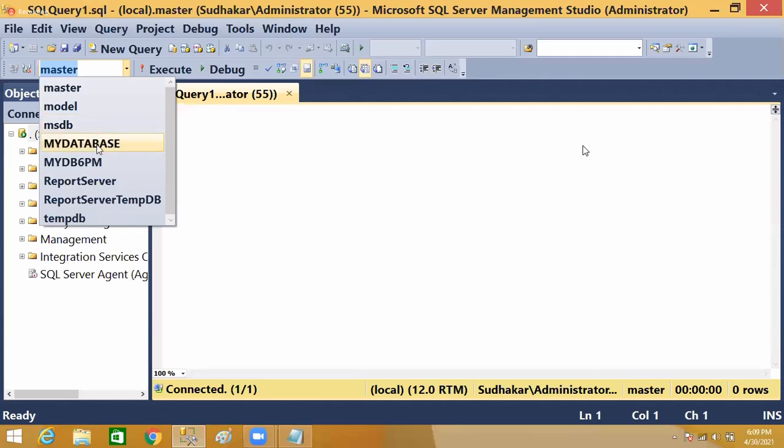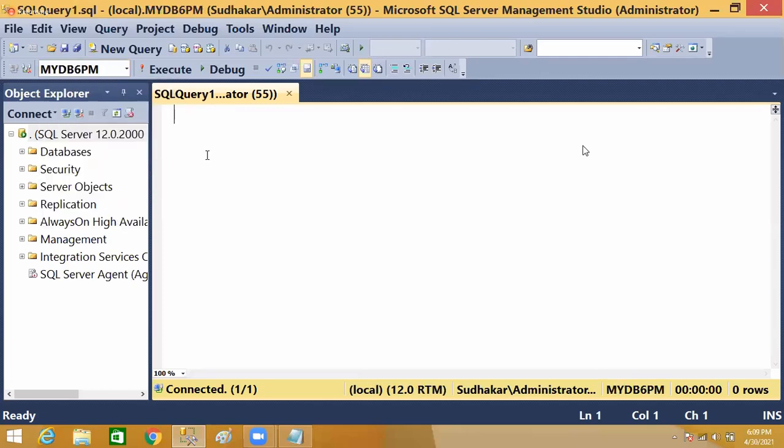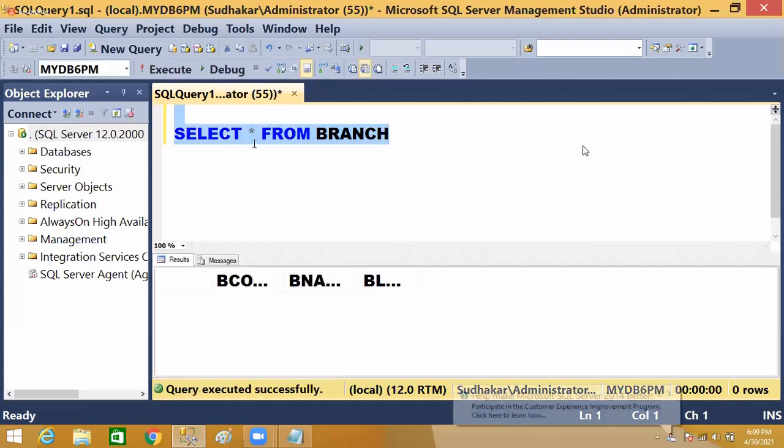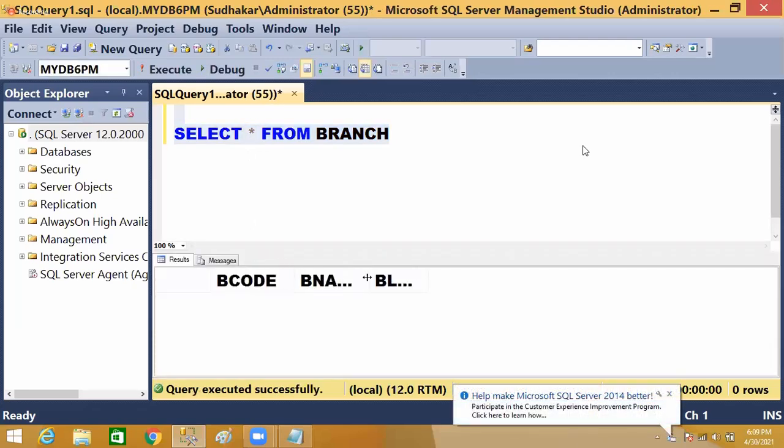Okay, right. So now come out. Yesterday we created one sample table. The table is called what now? So select star from branch, the table we created, right? This is one of the tables we designed, the branch table. Let me execute this one. And there is no information in the branch table, right?